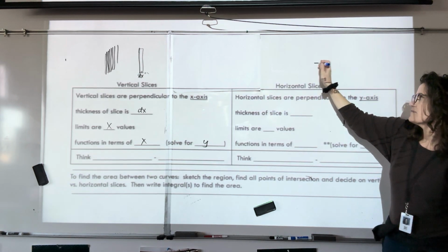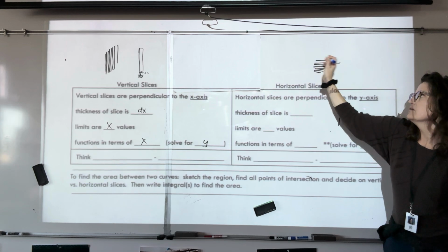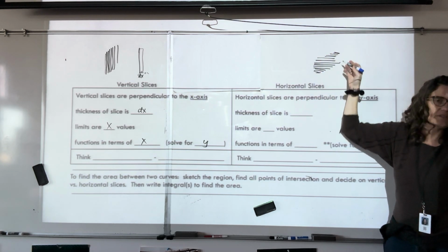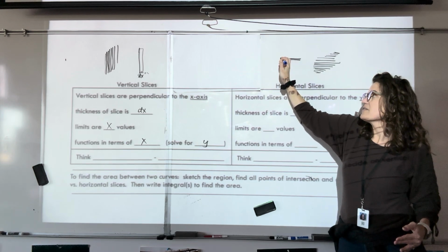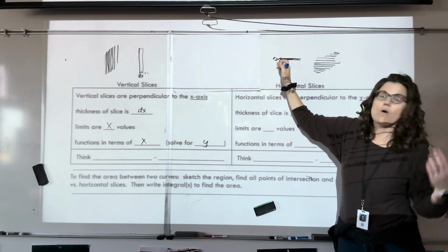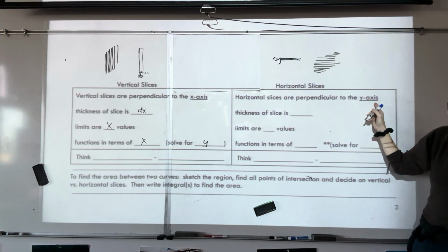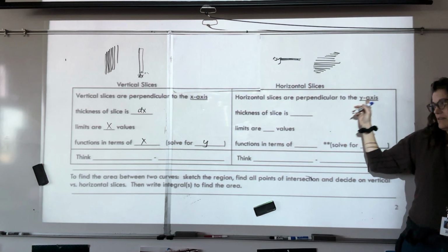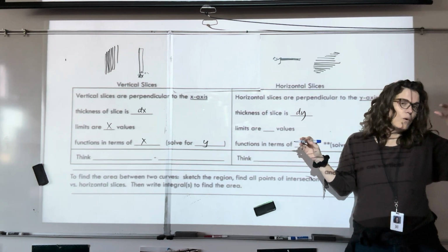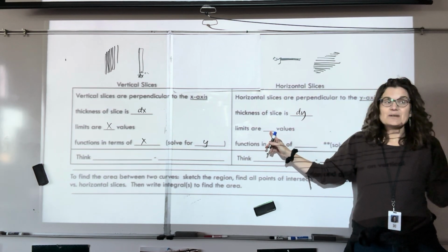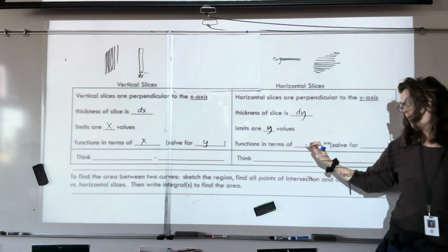The horizontal slices, if you can imagine, this is where we were slicing it this way. We're figuring out what the area was, and we have all these slices. So if we just have one slice, and we thought about what the thickness of that slice would be, that would be a slight change in y. It started here and ended here. So horizontal slices are perpendicular to the y-axis. The thickness of the slice, we would say, is dy. It's a slight change in y. And then the limits are y values, and the functions are in terms of y.